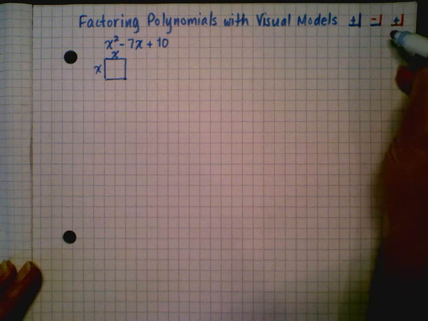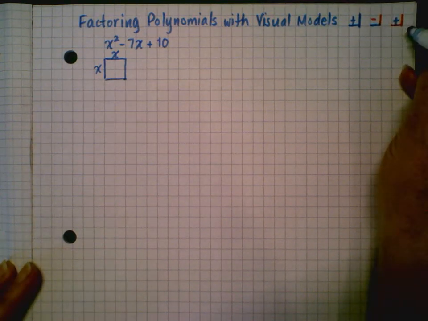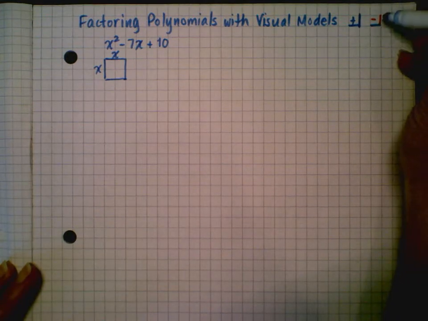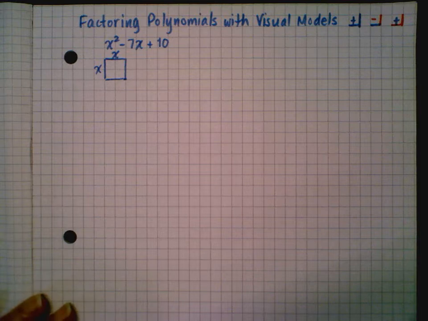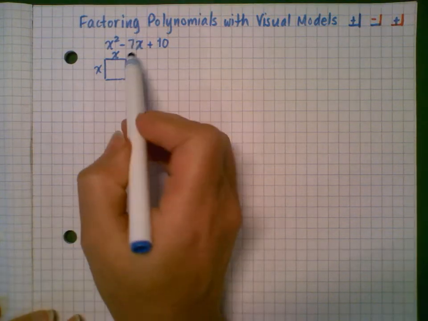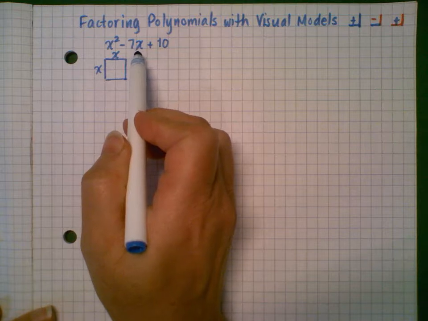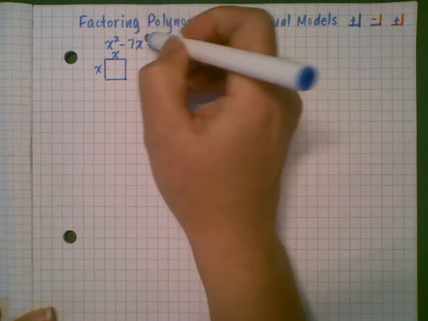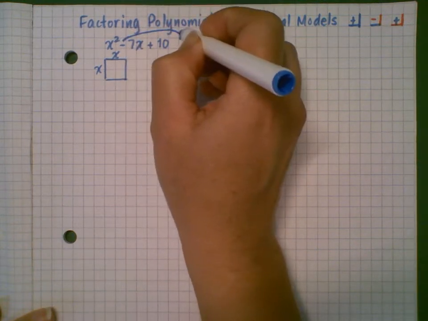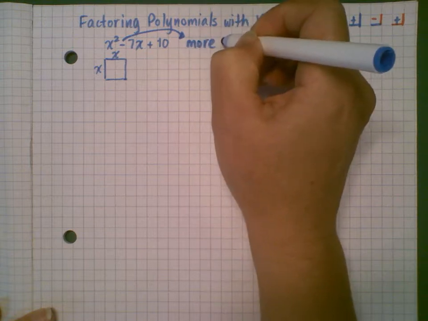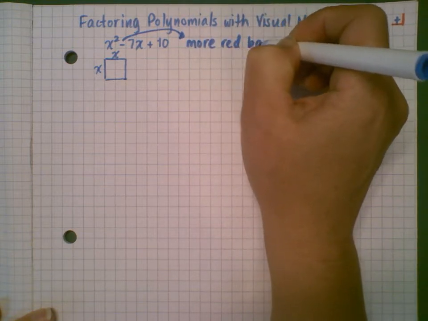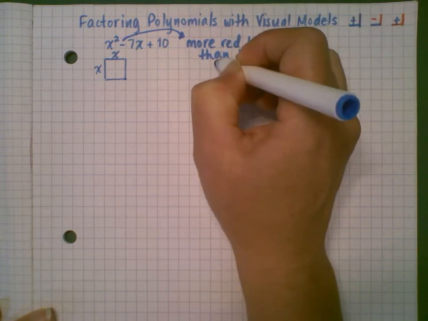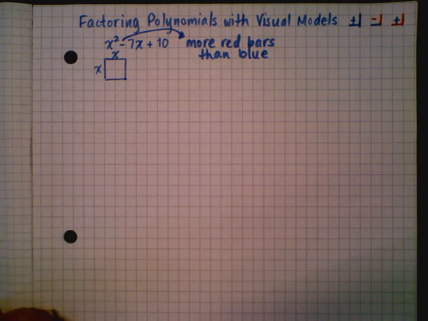In my diagram, when I have two intersecting red lines, that's going to generate a positive value. Double negative makes it positive. And if I've got a red intersecting a blue, that's going to generate a negative value. Okay, so the center term being negative 7x is going to tell me that in the finished diagram, there will be more red bars than blue bars. That's what that negative 7 tells me.